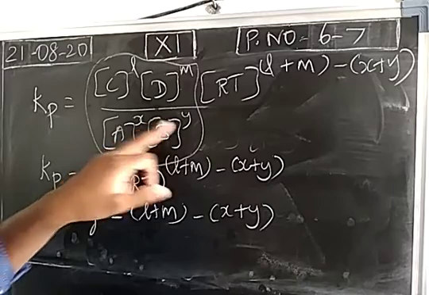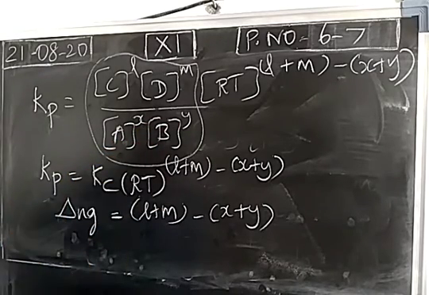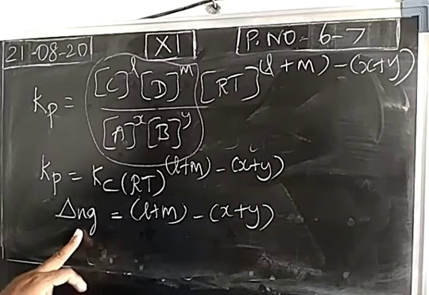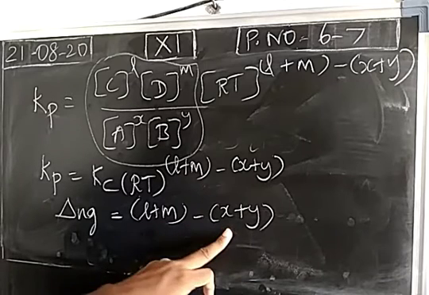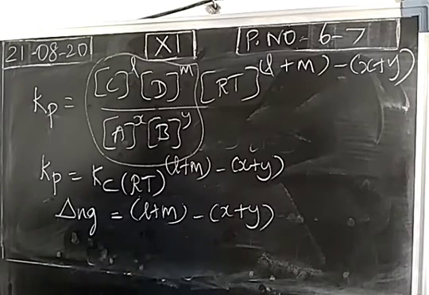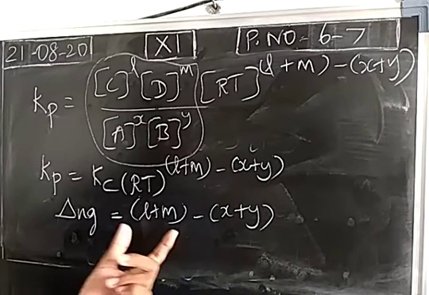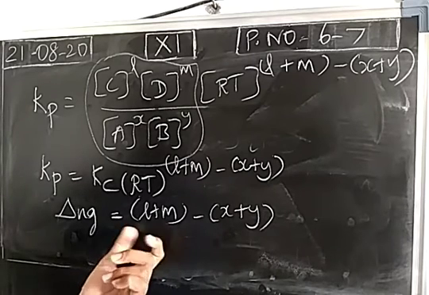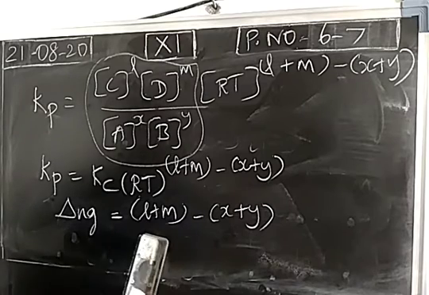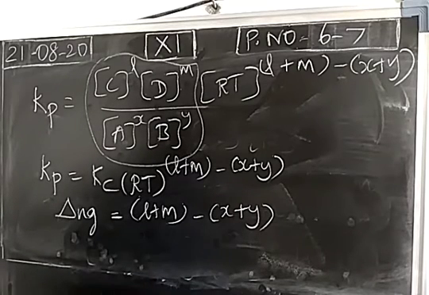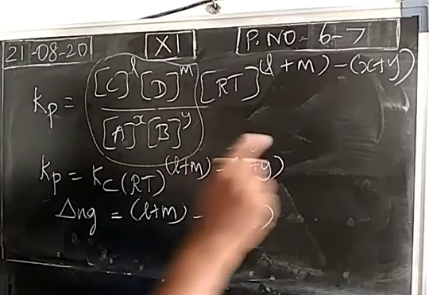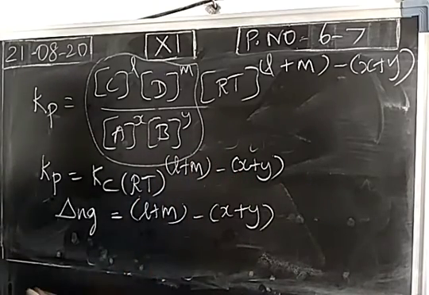The same way, X and Y are the coefficients of reactants A and B in the reaction. These two represent the number of moles of reactants A and B respectively. So this difference is called what? Delta Ng. Delta Ng is the difference between the sum of number of moles of products and the sum of number of moles of reactants. So based on the number of products, we add all the coefficient values, right? So the sum of number of moles of product minus the sum of number of moles of reactant. So instead of this, you substitute delta Ng.